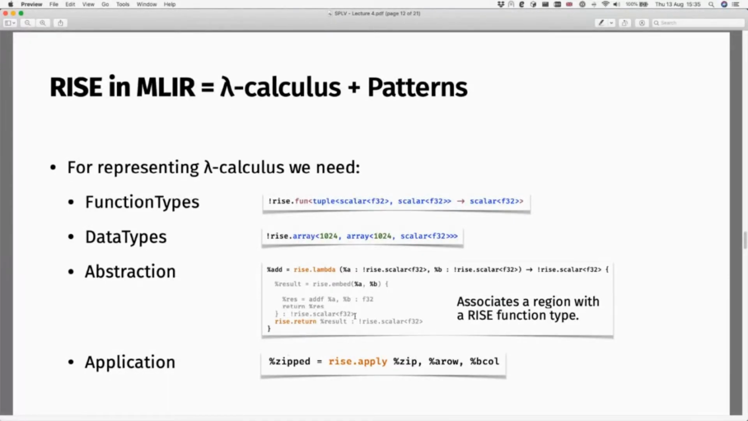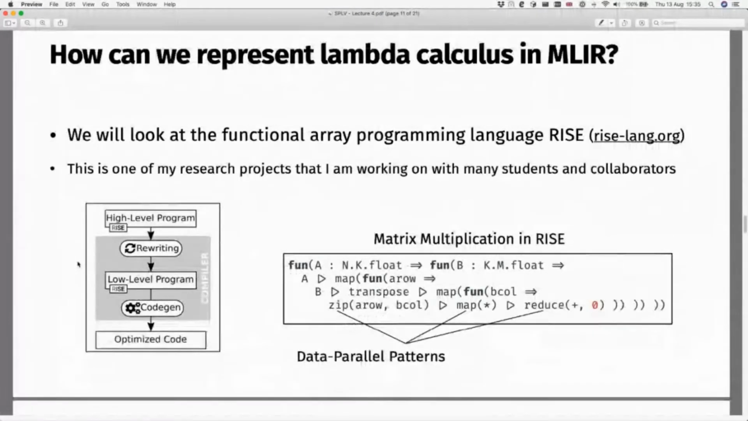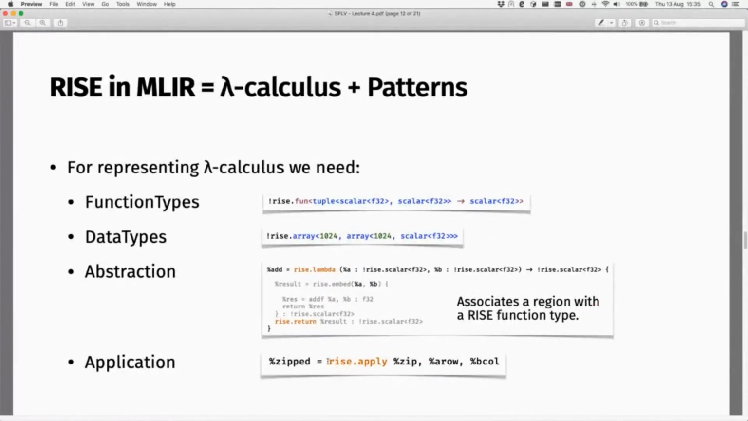And then once I have my own functions, so I have values here, such as these add, which have this function type, I need to somehow be able to apply, to call the function. And this is what rise.apply does. It takes something of function type and then the runtime value arguments, and you get back a result. This represents zip, in this case, applied to these two arguments, or if I had add and gave it two arguments, this would represent the function application of these two arguments to the function add.